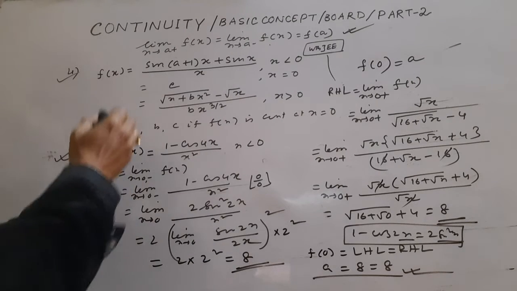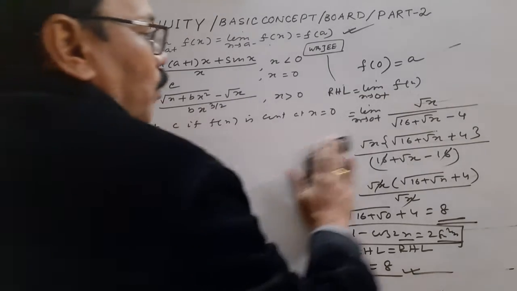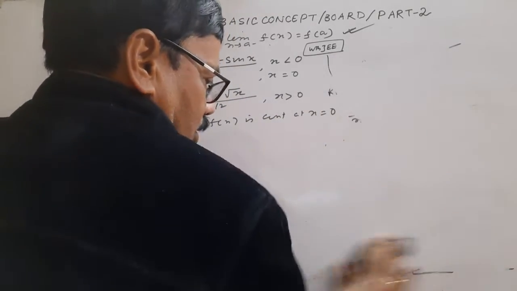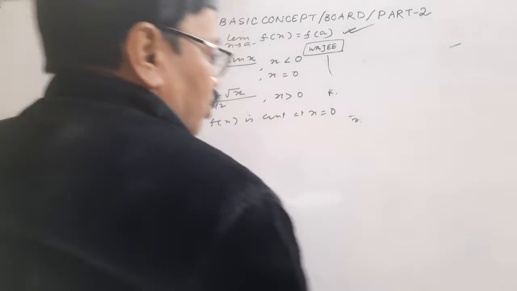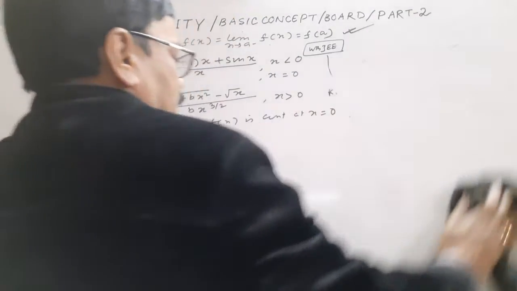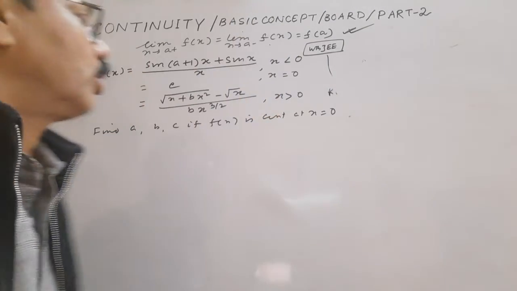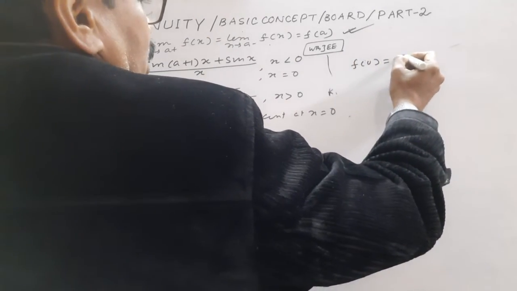So it is also a problem of competitive exams like WBJEE and JEE Main. Find a, b, c if f(x) is continuous at x equals 0. So what is f(0)? f(0) equals c.